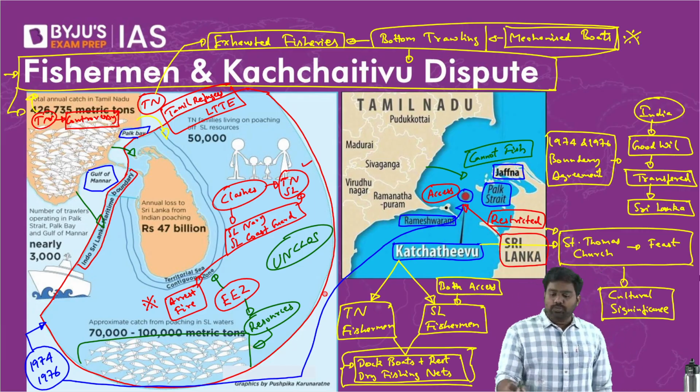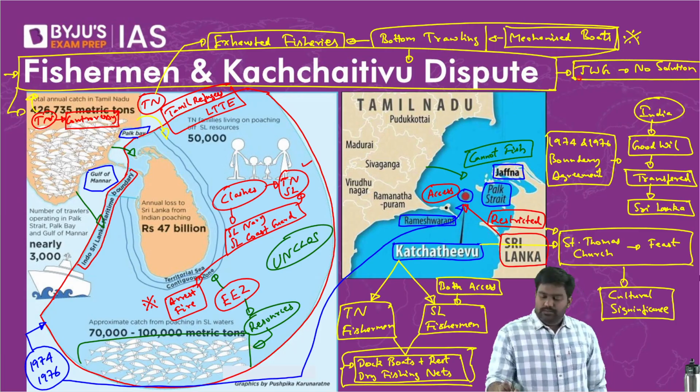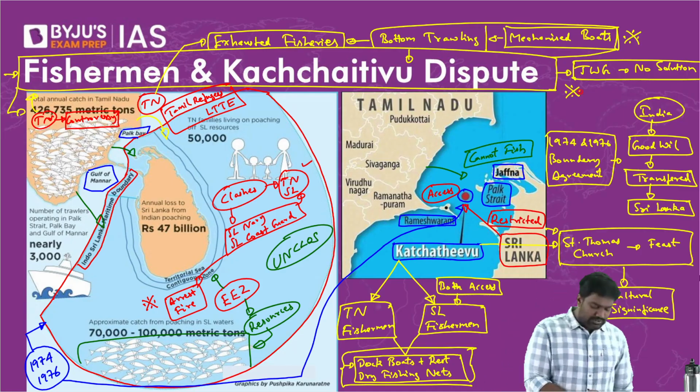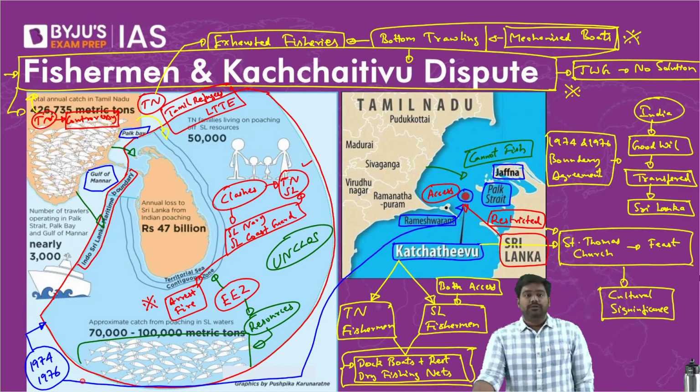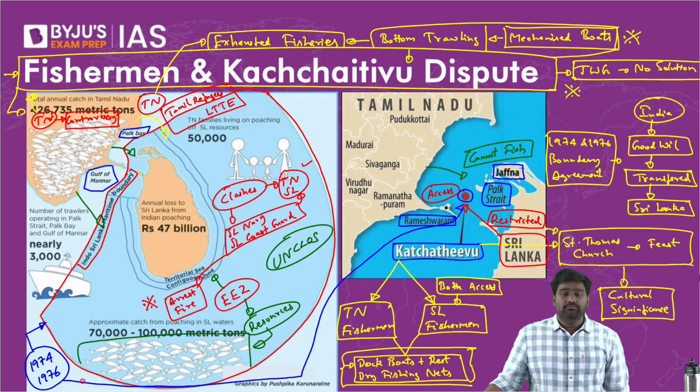We have set up a joint working group to find a solution. The joint working group had been constituted, but there has been no final solution which has been implemented. Is that clear? The issue continues to persist even today. However, on the Indian side, we have tried some measures. We have tried to educate the fishermen, right? We have spread more awareness to not overexploit the fisheries on the Indian side, to not use bottom trawling. Bottom trawling is actually banned.